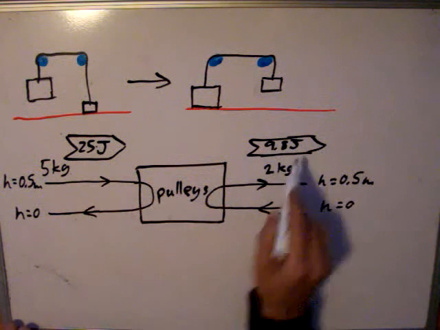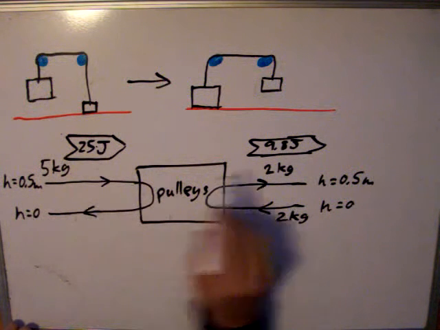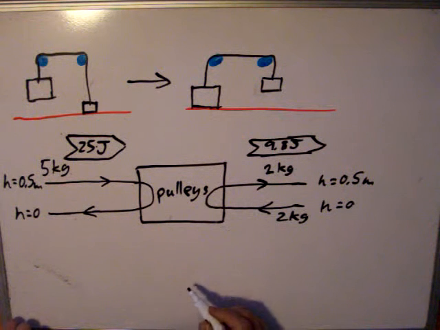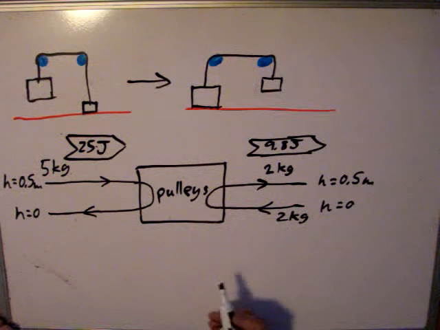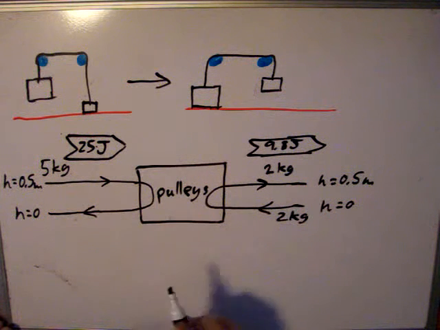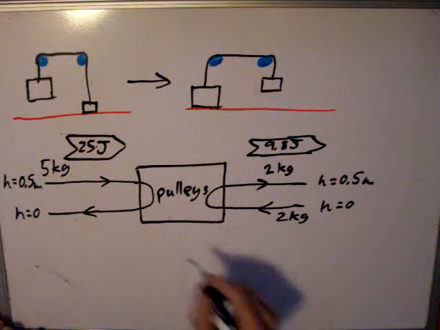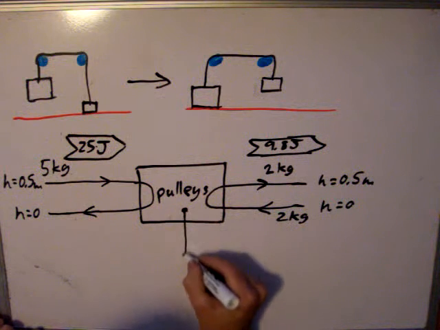But 25 joules and 9.8 joules are not the same. So if I start with 25 joules and I end up with 9.8 joules, something must have happened to the rest of the energy. Well, for the case of this example, there's no other energy carrier that I can see in this problem except for entropy. When in doubt, it's probably being carried away by entropy.